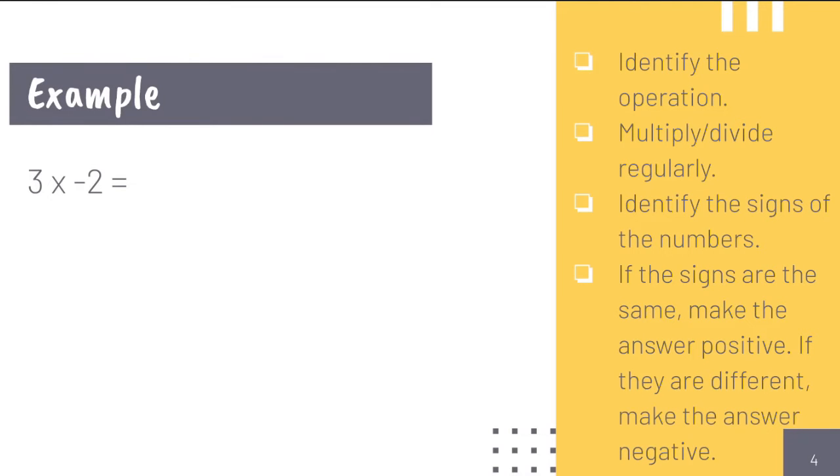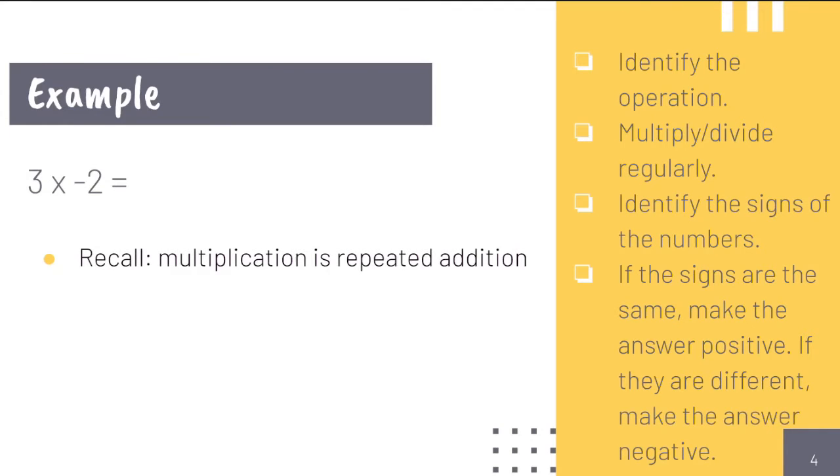Let's do a multiplication example. 3 times negative 2. First, identify the operation. It's multiplication. Now we just multiply regularly by ignoring the signs. Recall that multiplication really is just repeated addition. So this is negative 2 multiplied 3 times, so the number negative 2 added 3 times: negative 2 plus negative 2 plus negative 2. When doing 3 times 2 by ignoring the signs, we get 6. And since we have a positive 3 and a negative 2, opposite signs, our product 6 will really be negative.